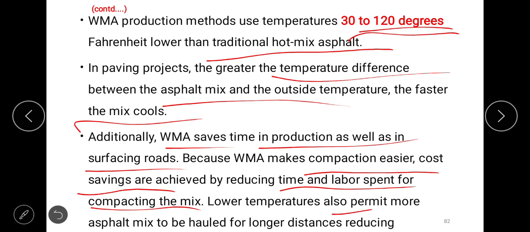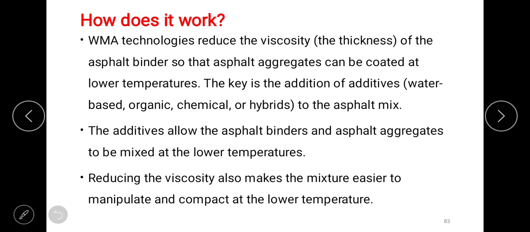Lower temperatures also permit more asphalt mix to be hauled for longer distances, which reduces the cost. How does it work? WMA technologies reduce the viscosity of the asphalt binder so that asphalt aggregates can be coated at lower temperatures.